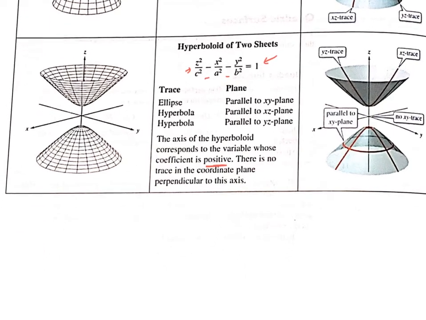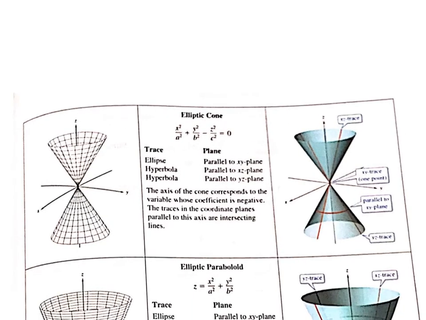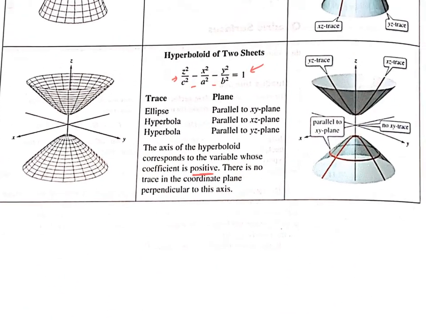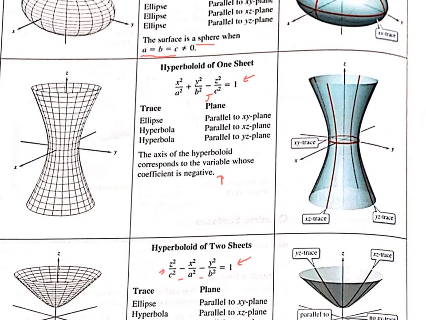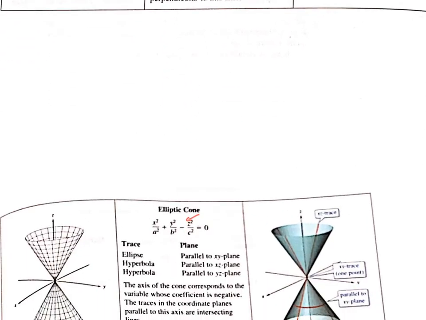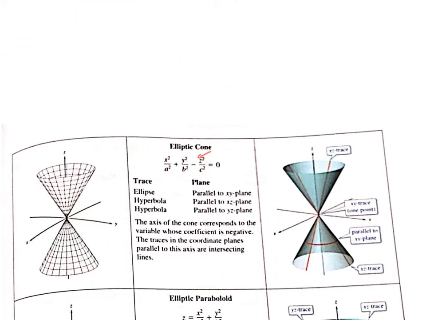All right, so that's the first 3 types. Let's look at the next 3. So here we have the equation of an elliptic cone, and here you'll see that you have 1 minus right here. And it's kind of similar to what you had before, but now before you had equal to 1 on the other side of your equation. Here I have equal to 0.